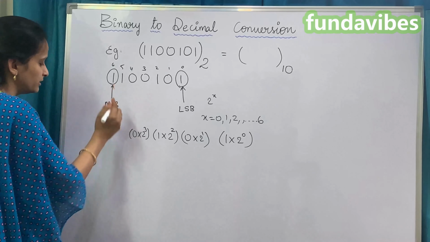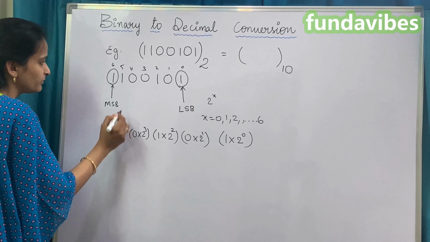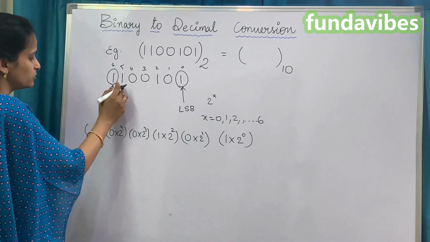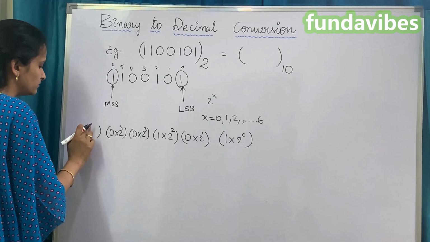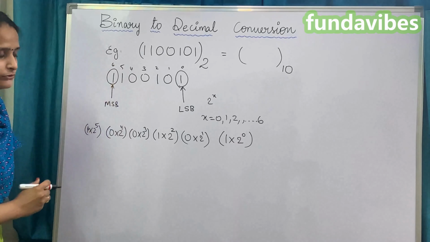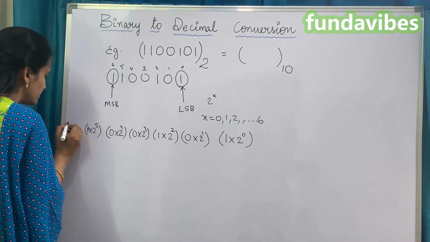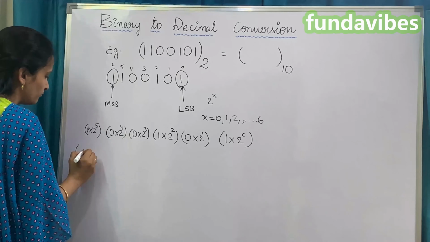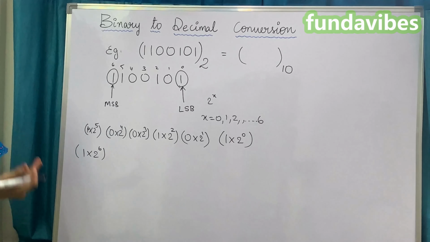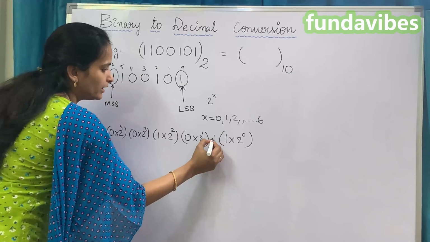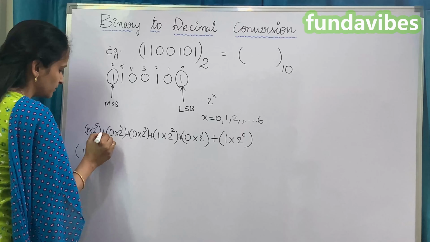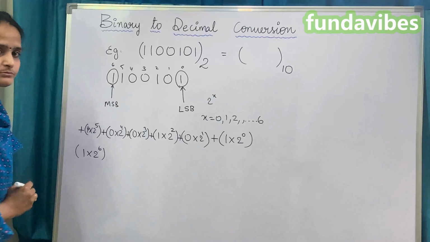And the next bit is 0, 2 power 4. And the next bit is 1, 1 into 2 power 5, the fifth bit. And the last one is 1 into 2 power 6. Now the next step is we should add all the resultant values to get the answer.